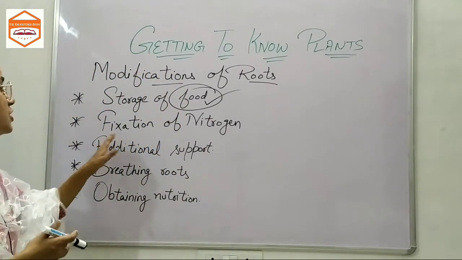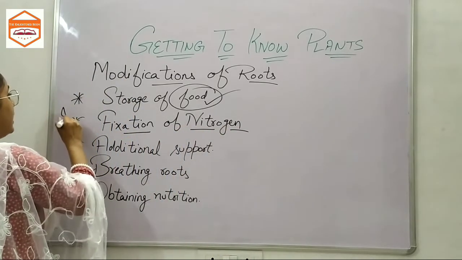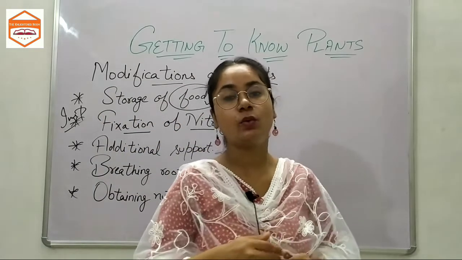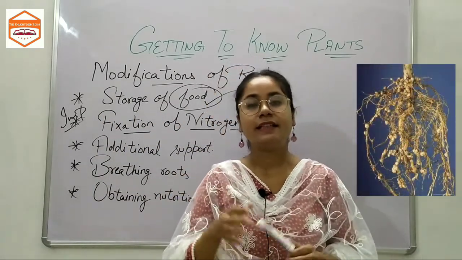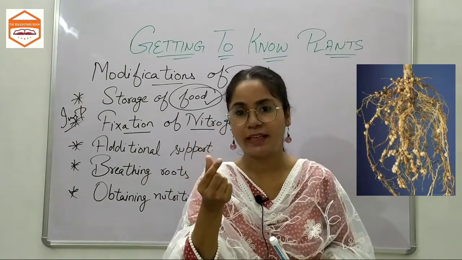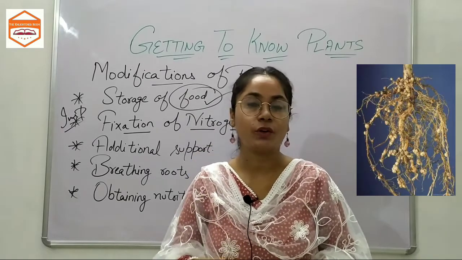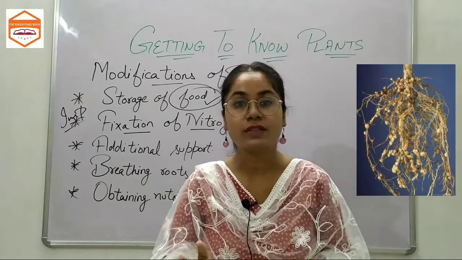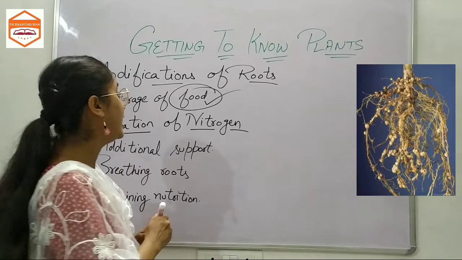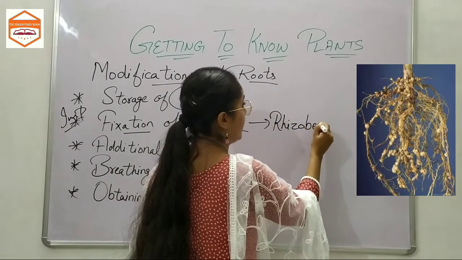Now the next point is fixation of nitrogen. This point is a bit important because you will study it in higher classes too, so pay attention here. There are some plants like urad and pea plant. These plants have some roots which are a bit swollen at the lower part. Those swollen parts are known as root nodules, and in these root nodules there is a special bacteria, the rhizobium bacteria.